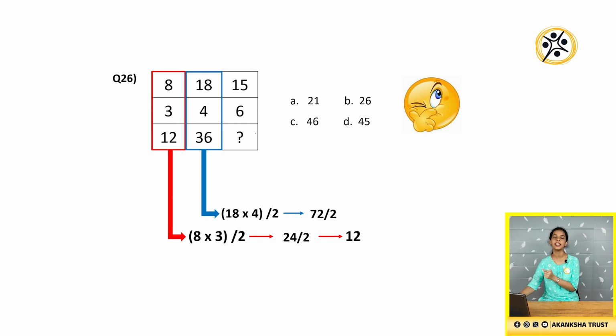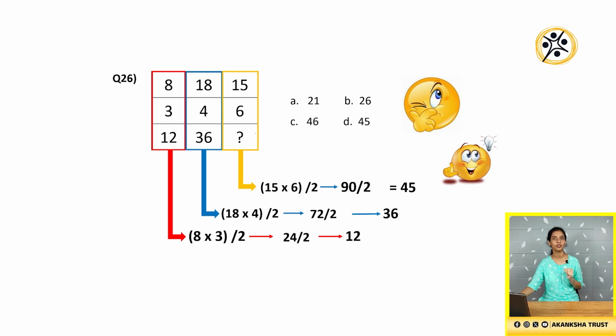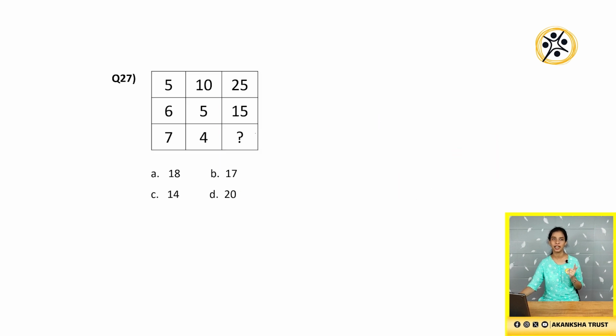2, which is again 36, and yes, this relationship we need to apply for the third column as well, that is 15 into 6 divided by 2, that is 90 by 2, gives us the quotient of 45, and we can find 45 in option D. So option D, 45, is the right answer.